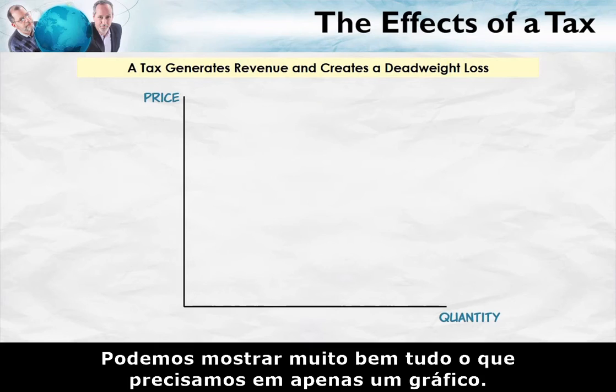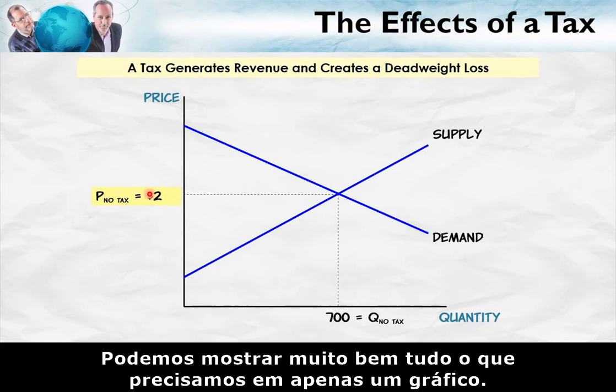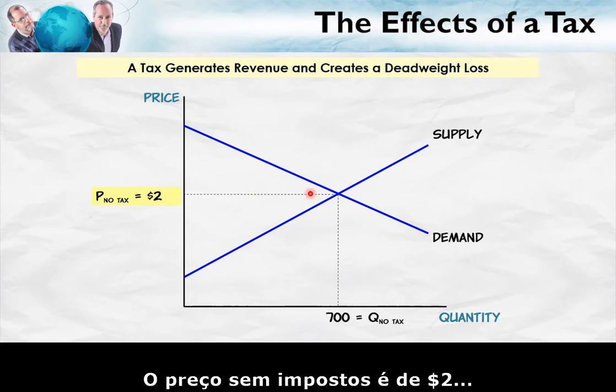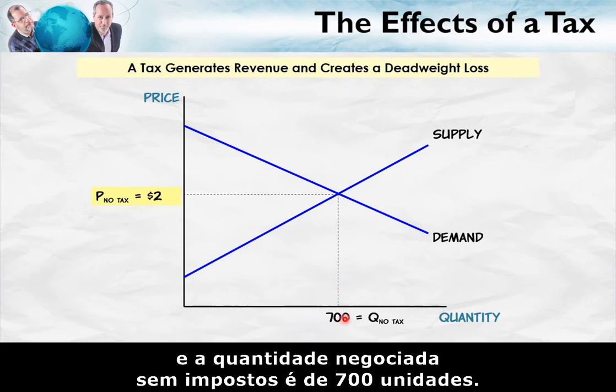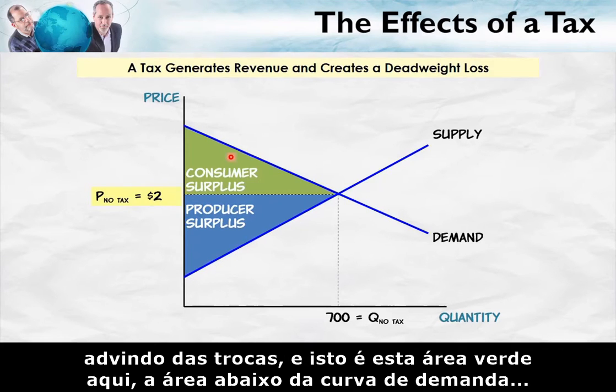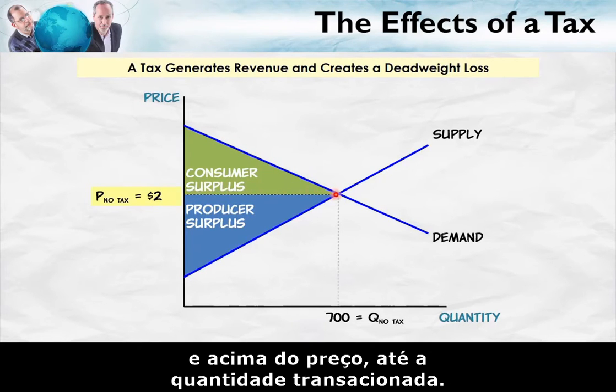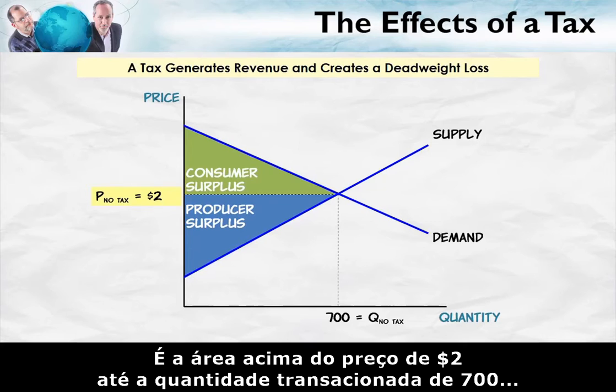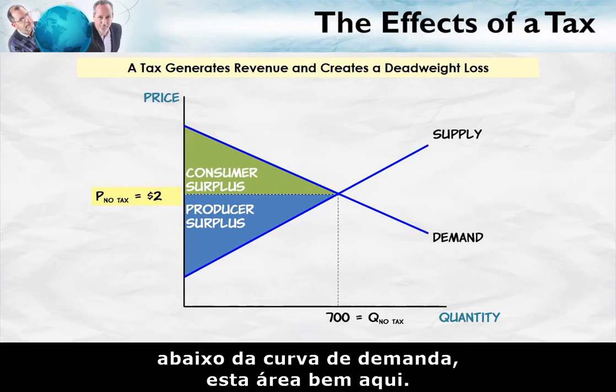We can show pretty much everything we need to show with a single diagram. So here is our initial equilibrium. The price with no tax is $2, and the quantity exchanged with no tax is 700 units. Now let's recall that consumer surplus is the consumer's gain from exchange, and it's this green area here, the area underneath the demand curve and above the price up to the quantity exchanged. So it's the area above the price of $2 and up to the quantity exchanged of 700 below the demand curve, this area right here.